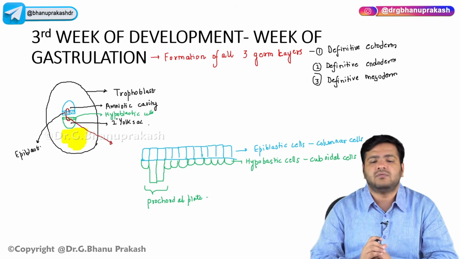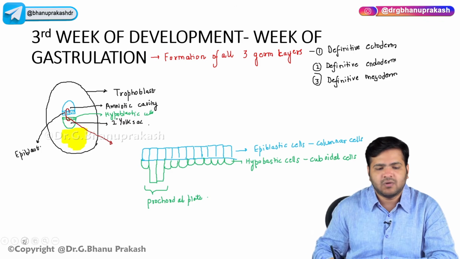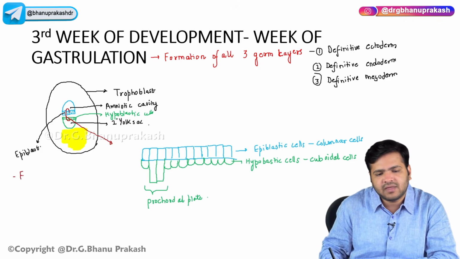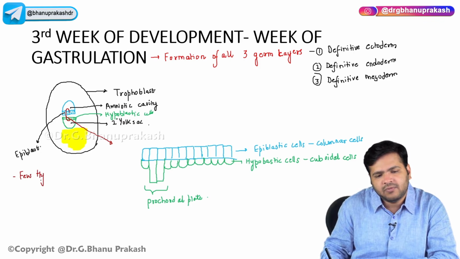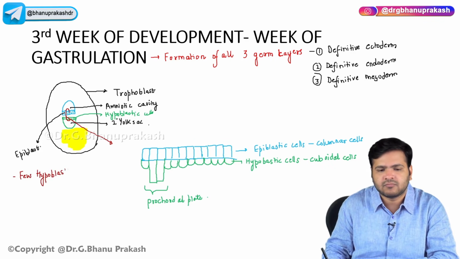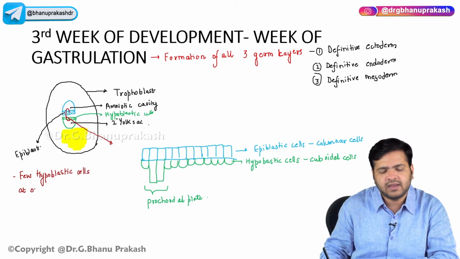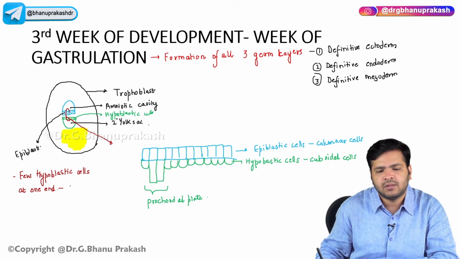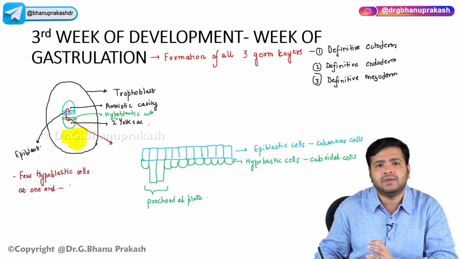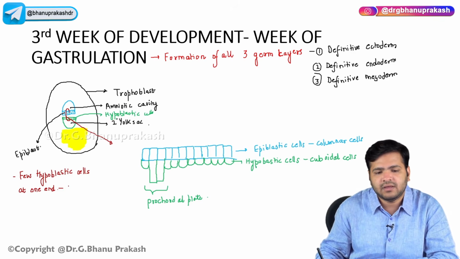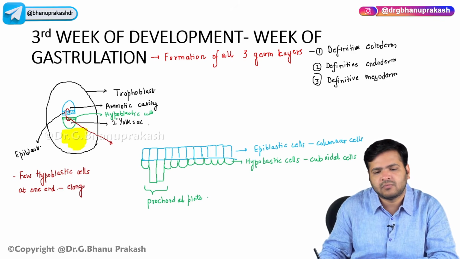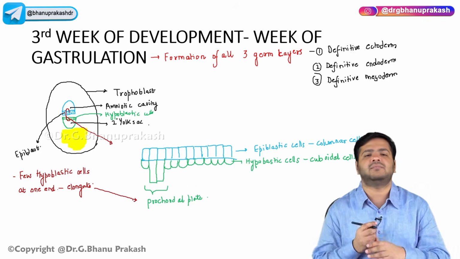Okay, so yes, what is the procordal plate? Basically, how it is formed, you already know. So you can write it over here also, that a few hypoblastic cells at one end will be elongated, they will elongate, and this is something which is called the procordal plate, right, procordal plate.